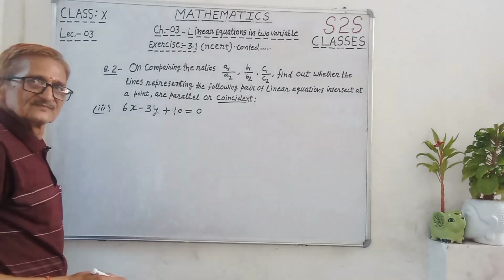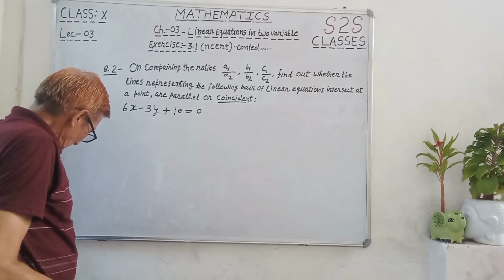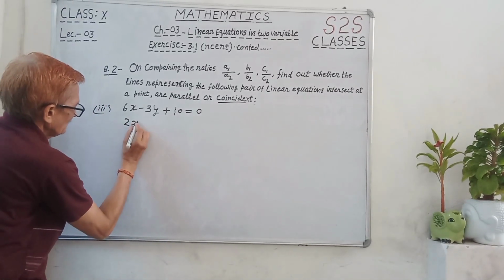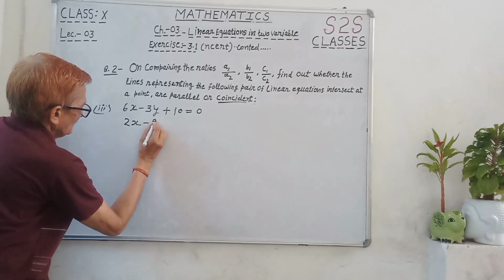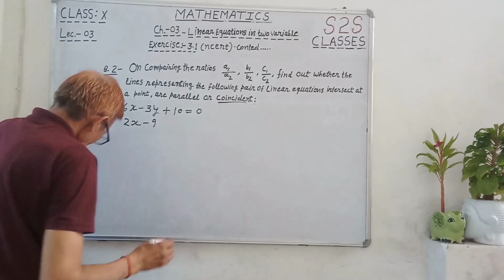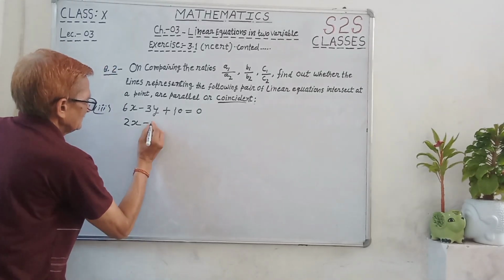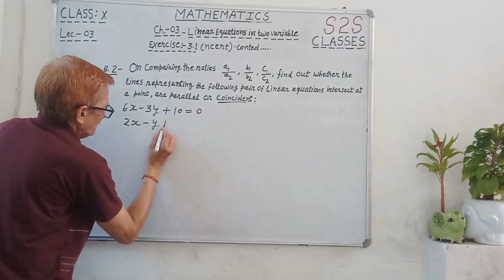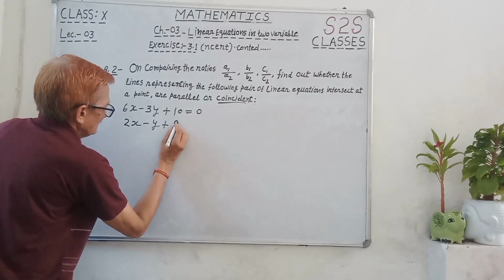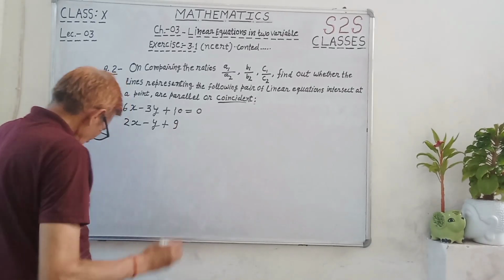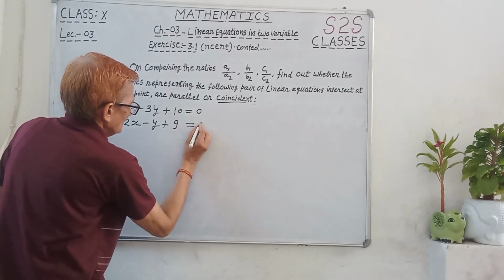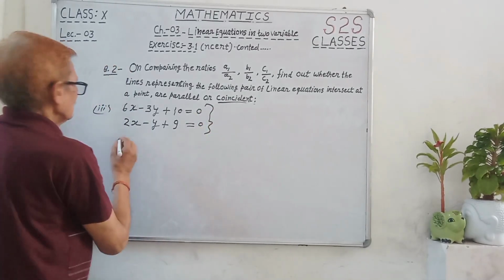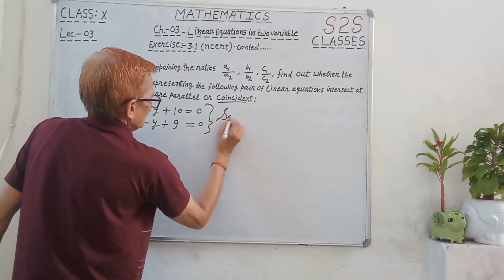Second equation, 2x minus y plus 9 equal 0. This is the third part. Now from this, what is the solution?